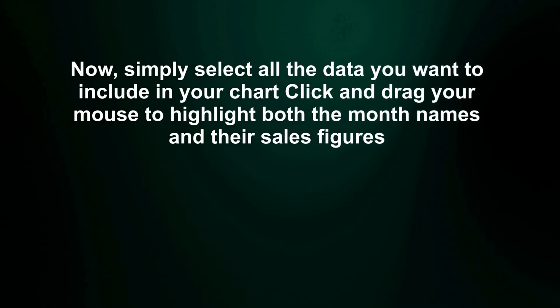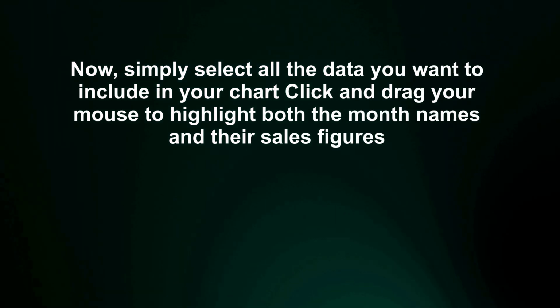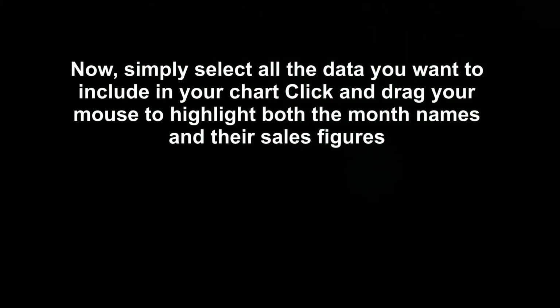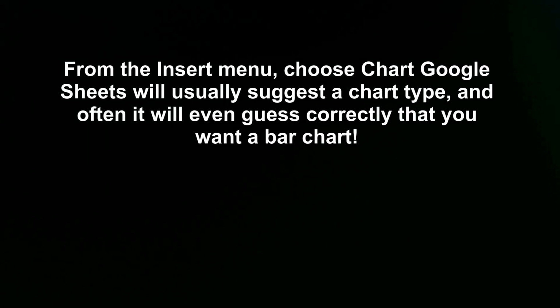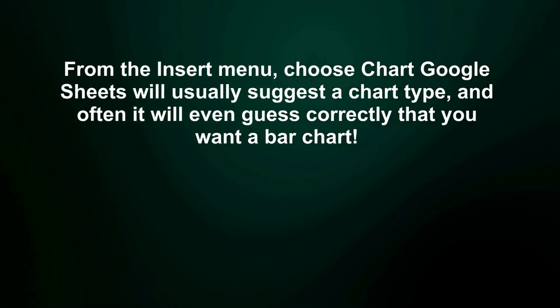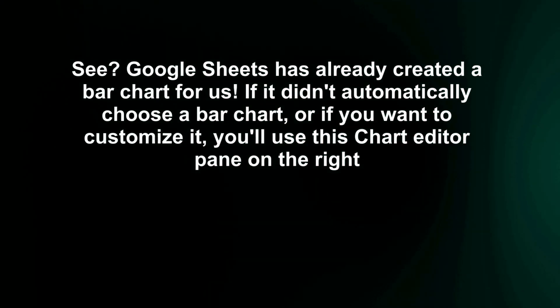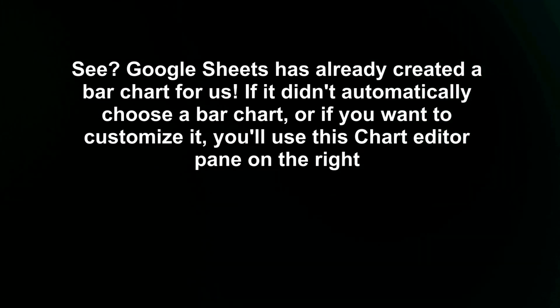Now, simply select all the data you want to include in your chart. Click and drag your mouse to highlight both the month names and their sales figures. With your data selected, head up to the menu bar and click on Insert. From the Insert menu, choose Chart. Google Sheets will usually suggest a chart type, and often it will even guess correctly that you want a bar chart. See, Google Sheets has already created a bar chart for us.